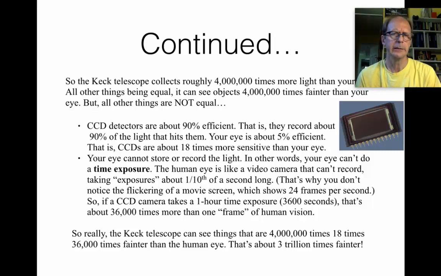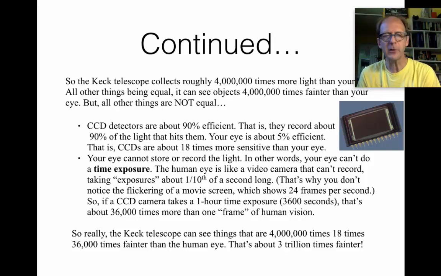Whereas a camera, you can open up and just expose the CCD chip or the photographic film. You can just expose it for hours at a time. For the purposes of this discussion, let's say with a CCD camera, we open the shutter of the camera for 1 hour, 3,600 seconds. Then that 1 hour exposure is 36,000 times longer than one frame of your eye, if we think of the eye like that video camera.